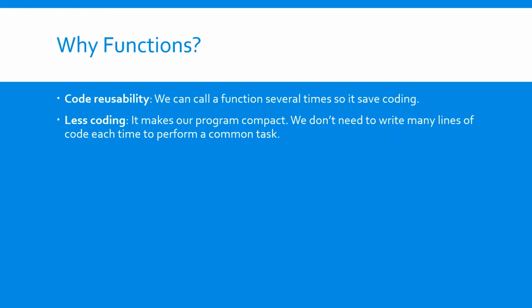And how does it provide less coding? If we use a function and call it at different places where we need it in a program, compare that with performing the same task again and again by writing all the steps we did in the function again and again. That increases the coding. So if we use functions, it makes our program compact. We do not need to write many lines of code each time to perform a common task.